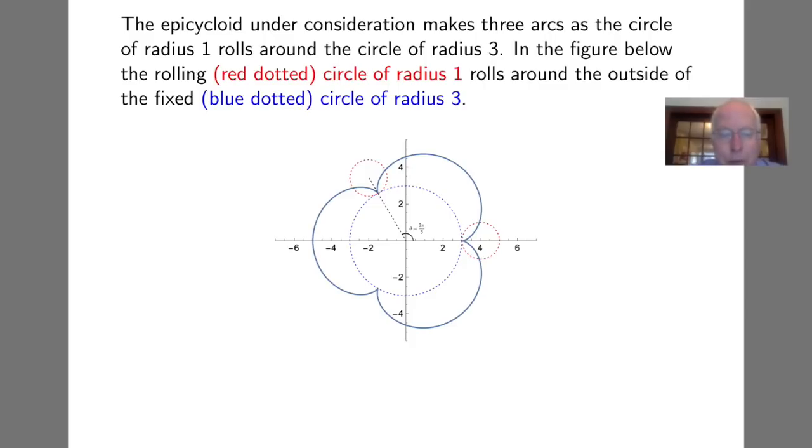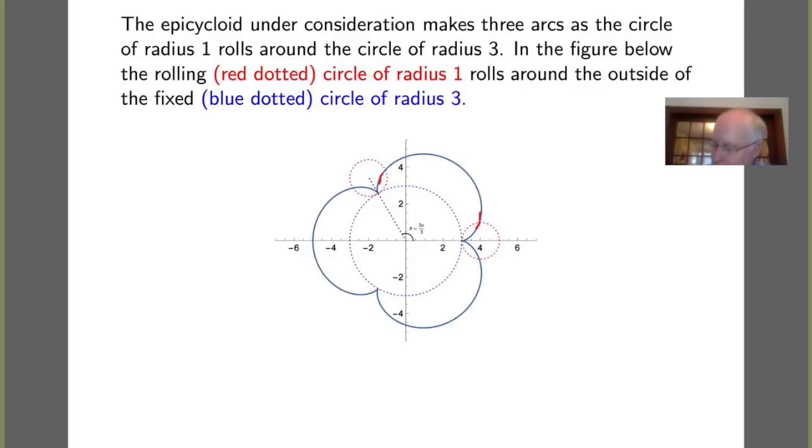Here is a picture of the circle of radius 1, that's the red dotted circle, rolling around the circle of radius 3, that's the blue dotted circle. And because the little circle is 1/3 the radius of the big circle, the red circle has 1/3 the circumference of the big circle, so we generate 3 of these arcs as we go around the circle. And here's the first one. We'll find the length of that first one.